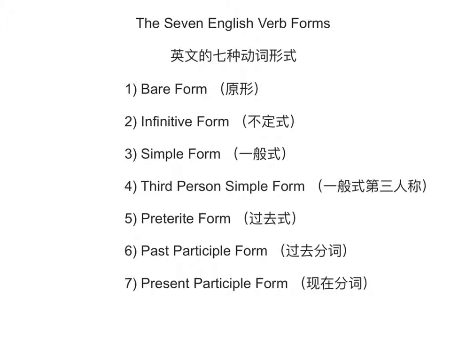So there we have it, the 7 English verb forms. I've given you both the English names of these forms and the Chinese names. Before we continue, though, I want to point out a few things about these names. First, some grammar books refer to the bear form as the bare infinitive.